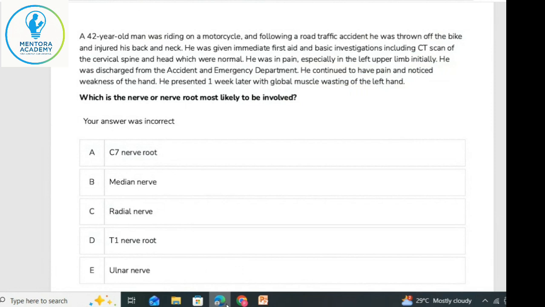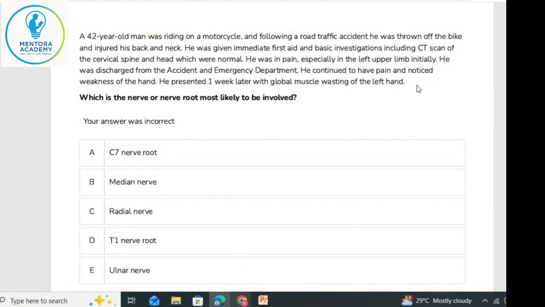So the most important clue there was global muscle wasting, so that you don't get into ulnar, radial, or median nerve palsy. Just remember C7 is the movement around the shoulder and the elbow, whereas C8, T1 is around the hand.